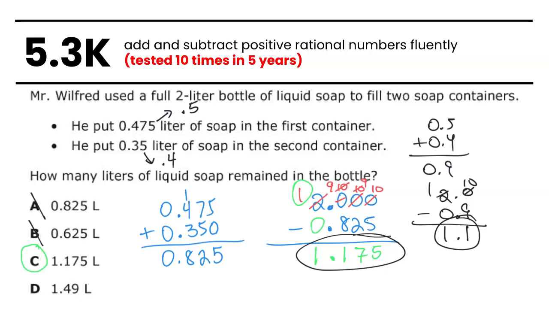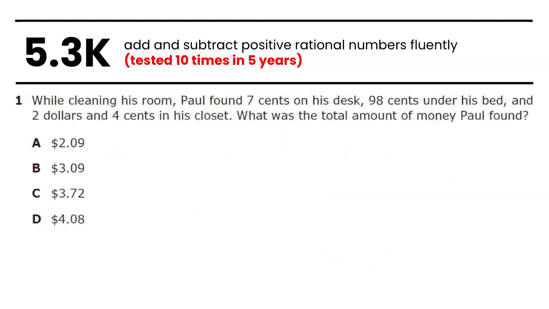So keep that in mind, that you can always refer back to the lessons that you taught Wednesday and Thursday on estimation to help with these adding and subtracting positive rational numbers problems. Let's work one more problem just for good measure, this time in the context of money. While cleaning his room, Paul found 7 cents on his desk, 98 cents under his bed, and $2.04 in his closet. What was the total amount of money that Paul found?